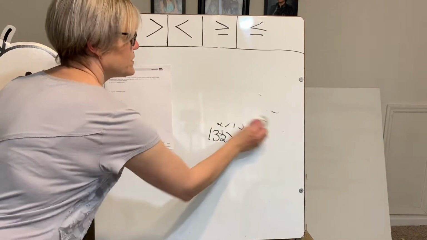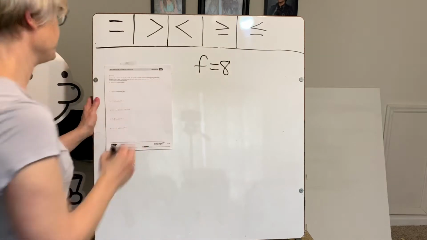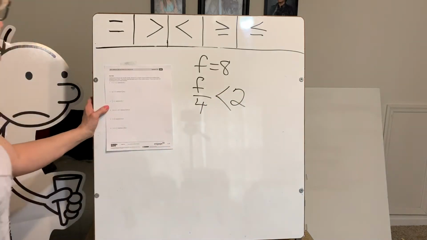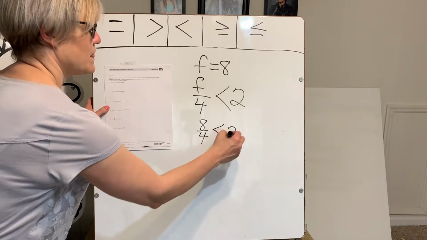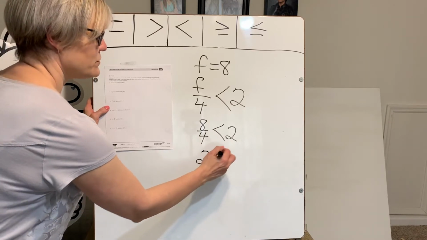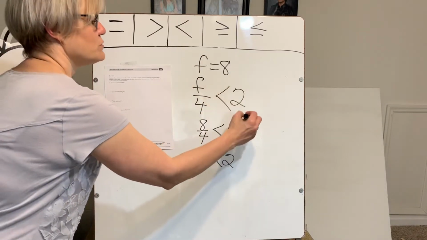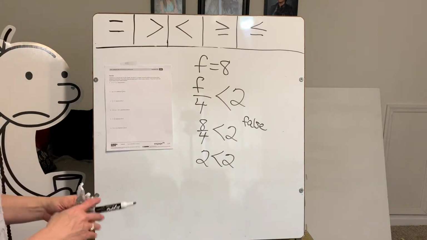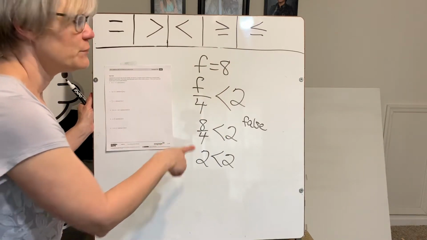Okay, for the next one, we are going to be replacing f with 8. So we've got f divided by 4 is less than 2. So when I put 8 in the place of f, I've got 8 divided by 4 is less than 2. Well, that equals 2. So it would be 2 is less than 2. Well, 2 is not less than itself. So this would be false. Now, if it had that or equal to sign there, this would be a true statement. But see, it's all in the symbol.